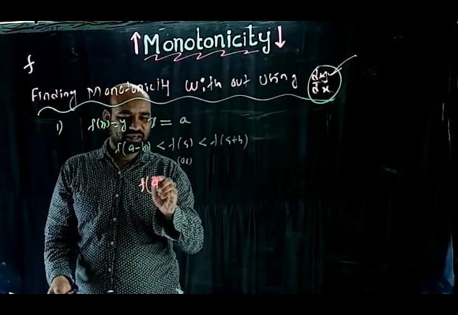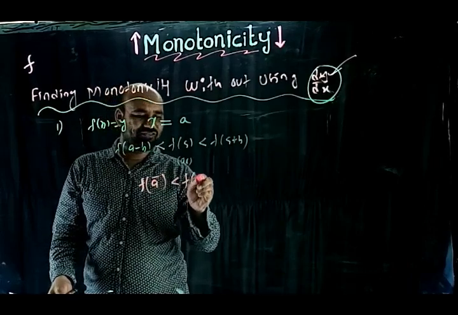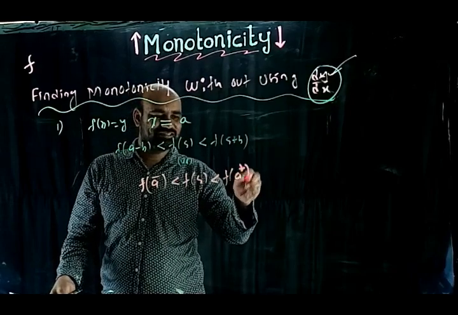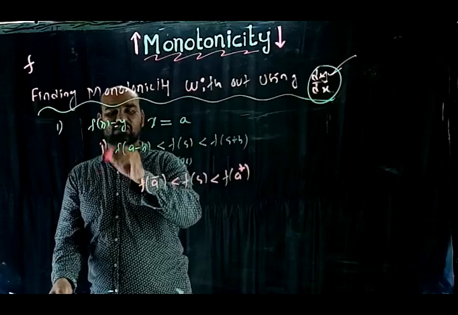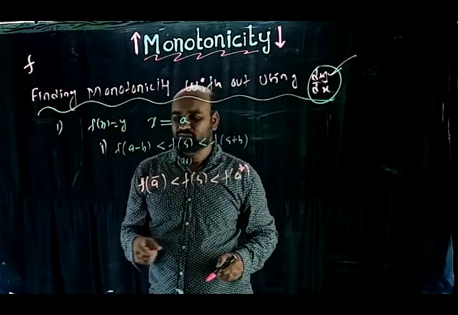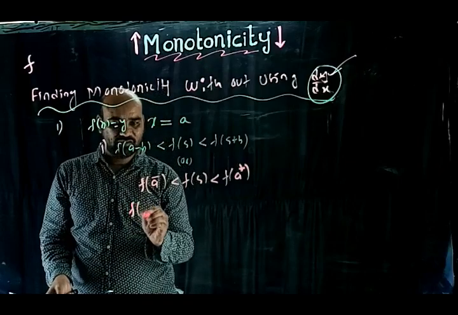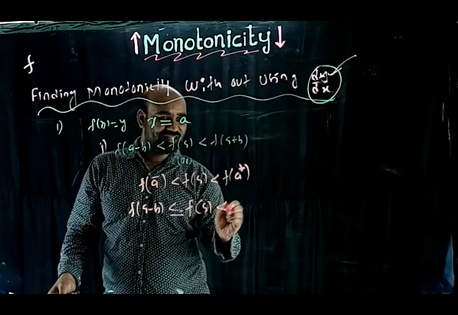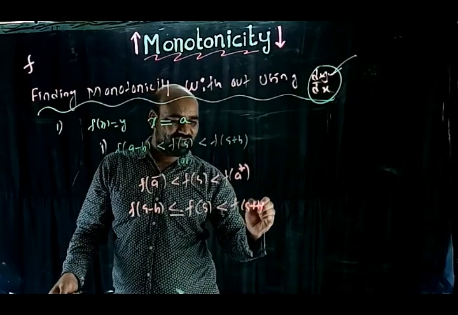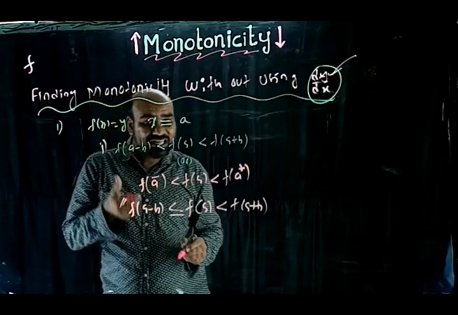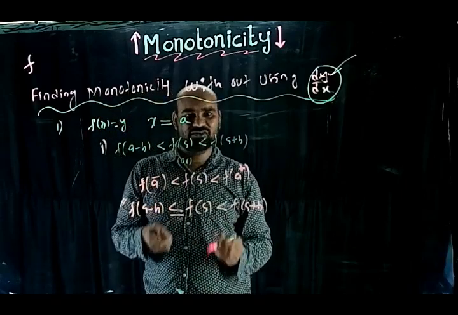f(a − h) < f(a) < f(a + h). In this case, you can conclude that the function is strictly increasing at x = a. If you get f(a − h) ≤ f(a) ≤ f(a + h), or equality in either place, then you can conclude that the function is increasing, not strictly increasing, at x = a.